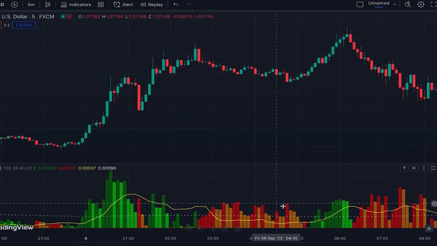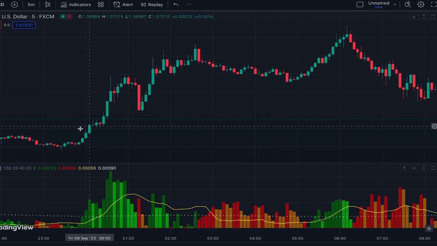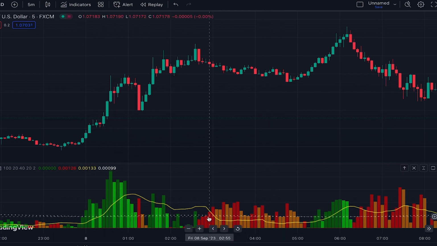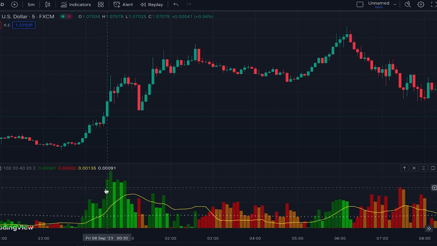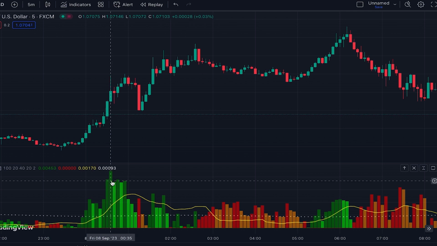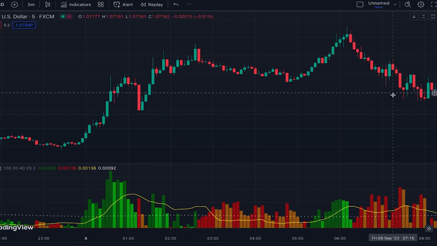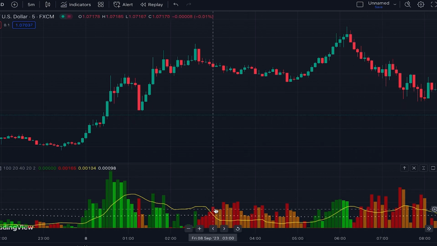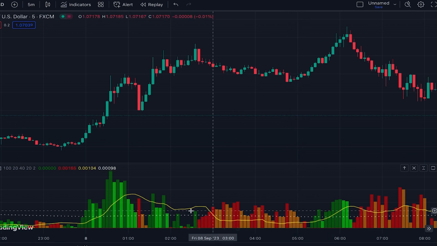For this histogram we generally have two colors, green and red. When it's green, the price is advancing, and when it's red, the price is declining. When the upside momentum is increasing, the bars are dark green, and when the upside momentum is decreasing, they are light green. Similarly in downtrends, when the downside momentum is increasing, the bars are dark red, and when the downside momentum is decreasing, the bars change to orange. By using these histogram bars in conjunction with the two lines, we can get better insight into what is going on in the market.